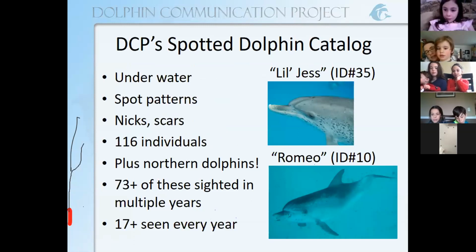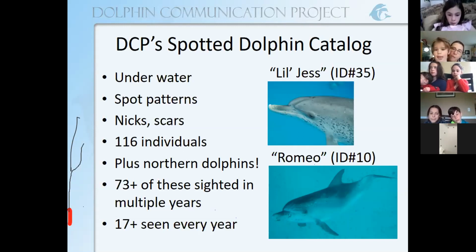Well, remember that spotted dolphins are born without spots and they develop spots through their whole lives? Well, eventually they start to get new spots on top of old spots. So we want to get photos or video of the dolphins as often as we can so we don't lose track of their changing pattern.